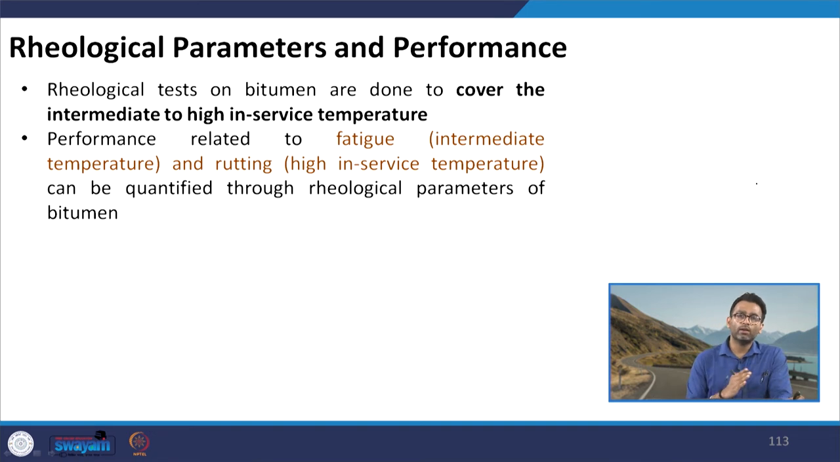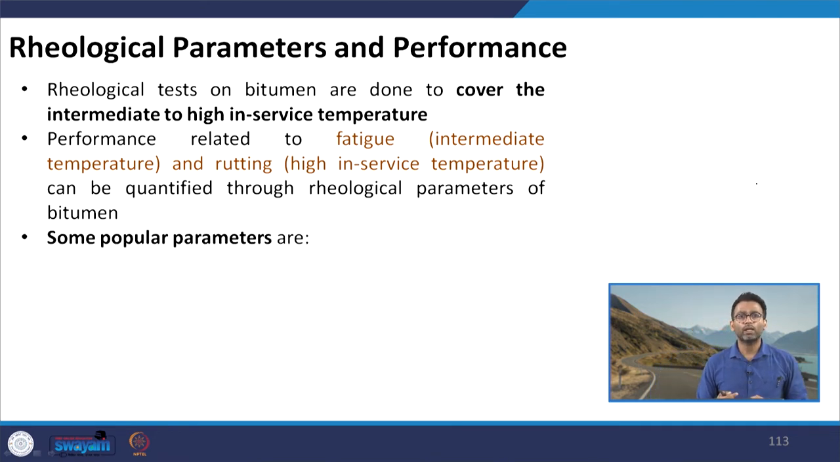On the other hand, at high in-service temperature, let us say 60 degrees Celsius, 70 degrees Celsius, where my bitumen becomes soft, rutting or permanent deformation is the more likely form of distress. Therefore, the responses on bitumen through rheological tests, which I will be measuring at such high temperatures, should be correlated to the occurrence of rutting in the bituminous mixture in field conditions.